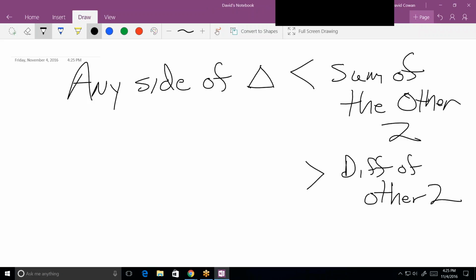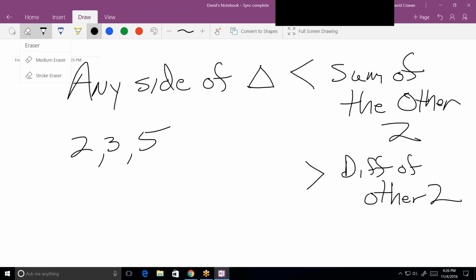So if I were to take a 2, 3, 5 triangle, can that be a triangle? No. Correct. In fact, none of the sides follow this formula because 5 is not less than 5. It's not less than or equal. There's no way you can draw a triangle with these dimensions.